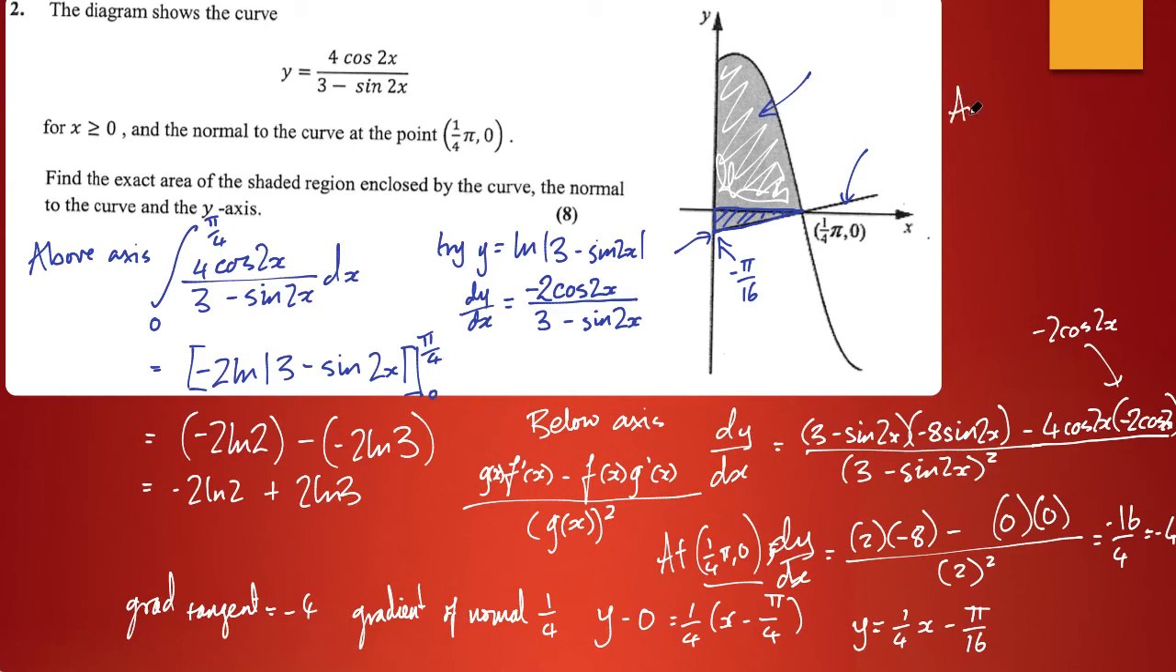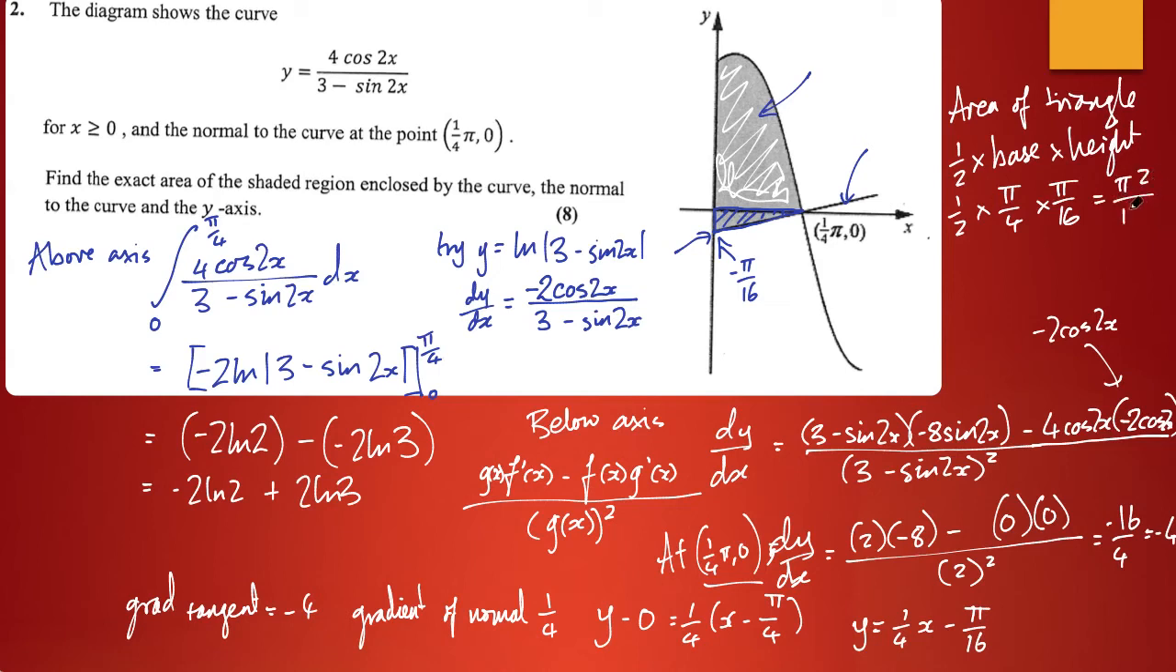I'm actually going to do it with the area of a triangle. So area of triangle, I've got half the base times the height, which is a half times by the base length of a quarter pi times by the height here of pi over 16, and all those denominators multiplied to 128. So that equals pi squared over 128.